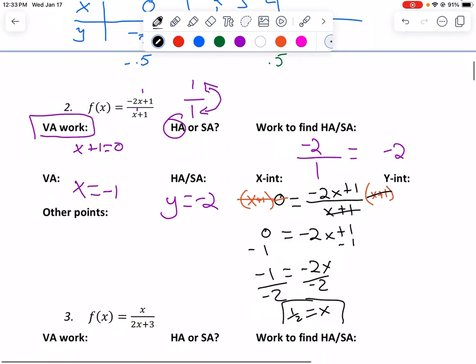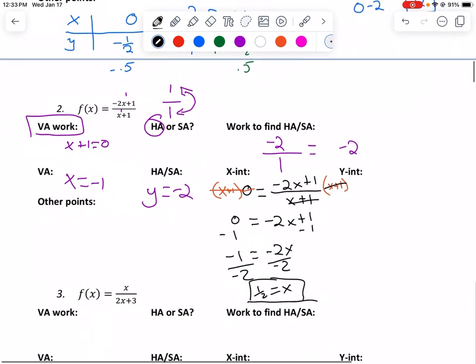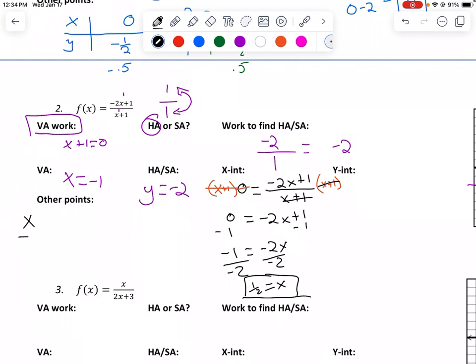So when y was 0, x is negative 1/2. So if I do this other points thing, our vertical asymptote was at negative 1. And 0, in relation to negative 1, would be here. So 1/2, I should say. So if x is 1/2, 1/2 is larger than negative 1, and y is 0.